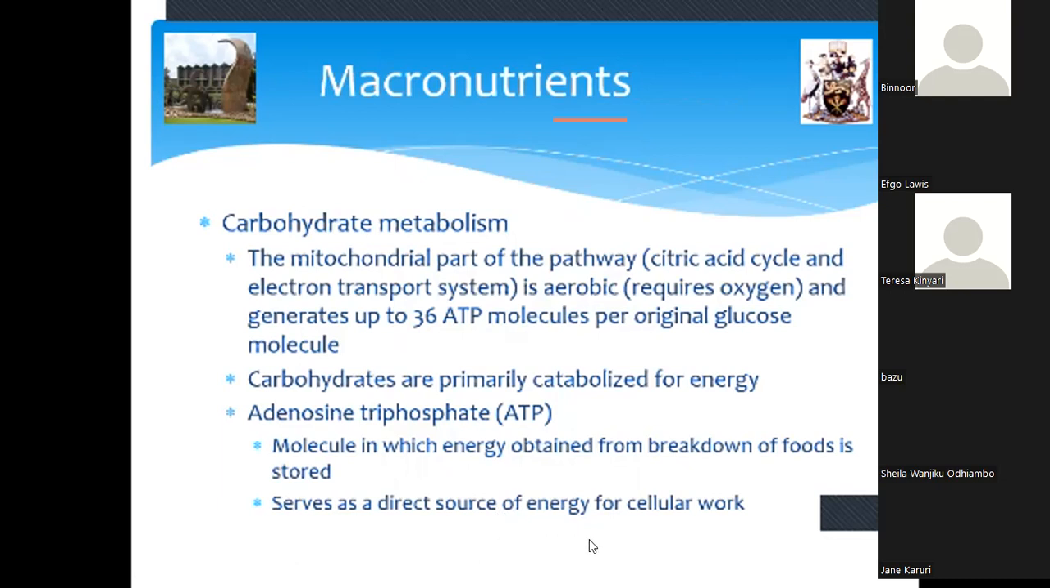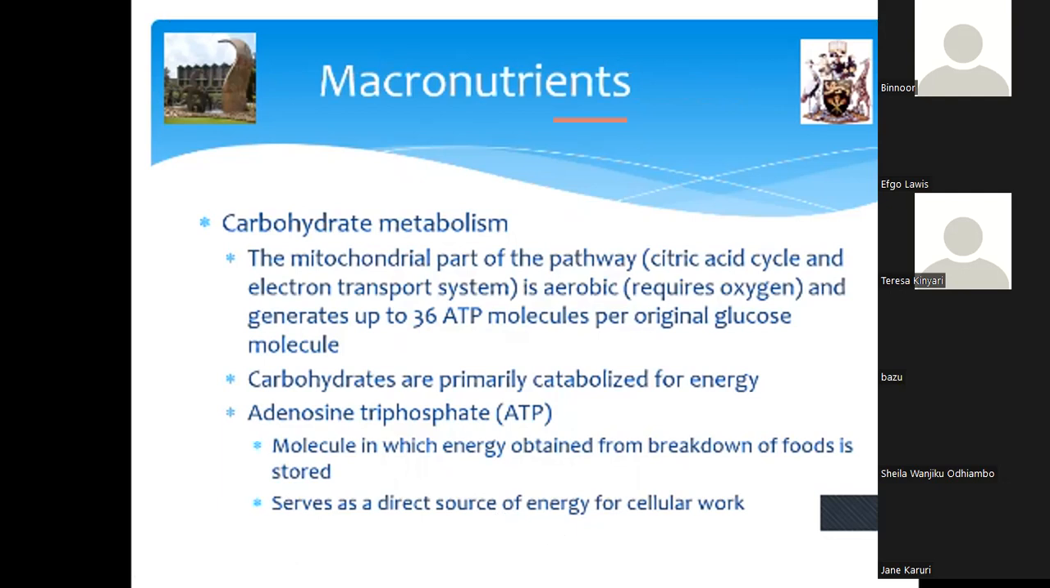And remember, we said macronutrients are carbohydrates, proteins, and fats. So in carbohydrate metabolism, we have the mitochondrial part of the pathway, which is the citric acid cycle and the electron transport system. And this is normally aerobic, meaning that it requires oxygen. Each glucose molecule will produce up to 36 ATP molecules. And this is why we find that carbohydrates are primarily catabolized for energy.